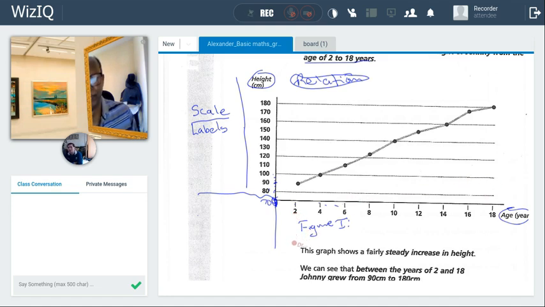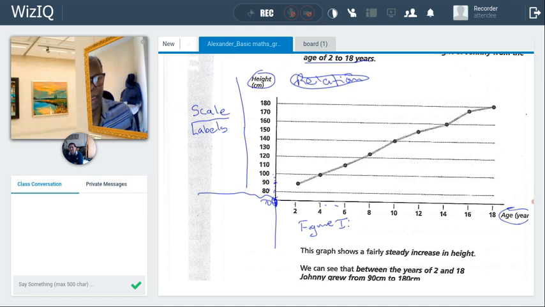So 180 over 90. No, I'm sorry: 180 minus 90, divided by 90, times 100. Yeah, that's the percentage increase in the height. All right.